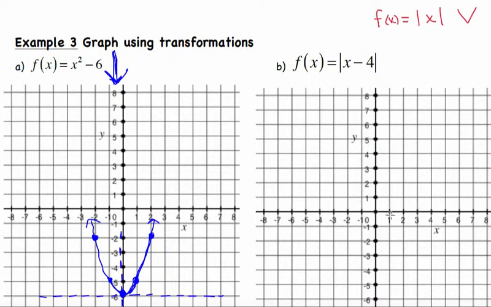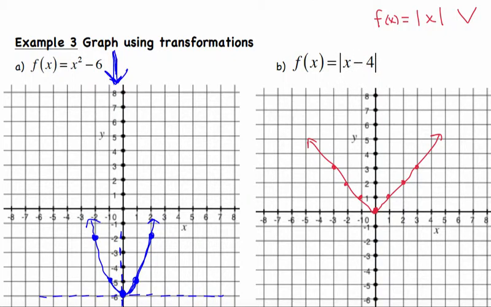If I were graphing plain old absolute value of x, I would have the point 0, 0 at the origin, then over 1, up 1, over 2, up 2, over 3, up 3, and so on. And then on the other side, it would be symmetric, back 1, up 1, back 2, up 2, back 3, up 3. And then you can just go ahead and graph that in. That's the parent function. Now my transformed function is the absolute value of x minus 4.